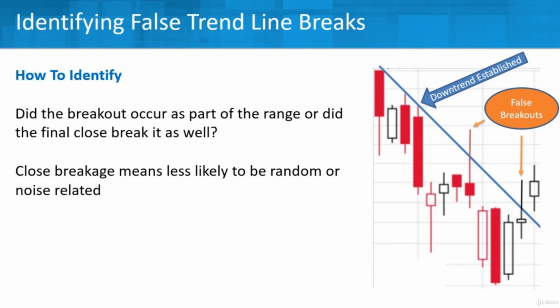There's three good ways to look at this. And one is, in terms of how to identify, did the breakout occur as part of the range, or did the final close break it as well? And what we mean is, did the actual close of the day break through the trend line?